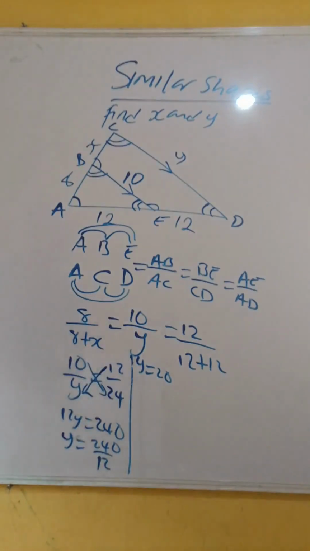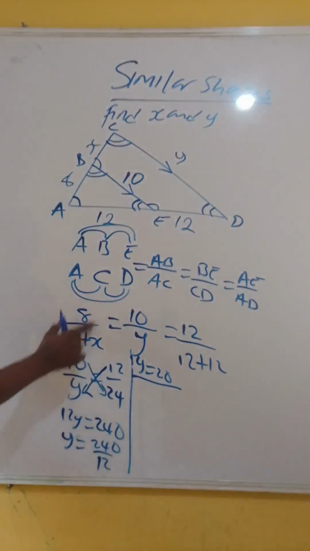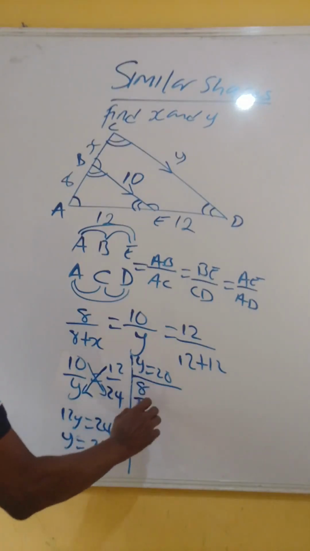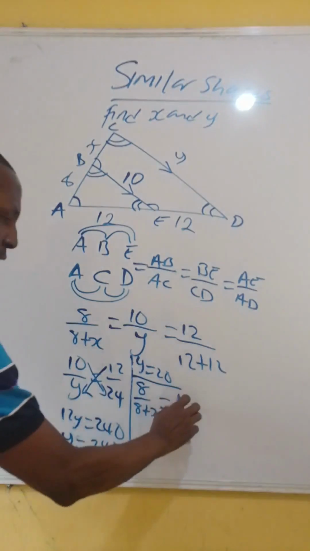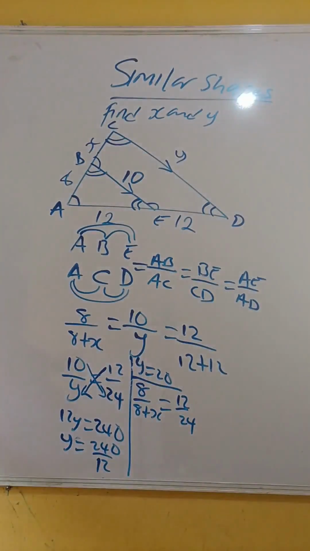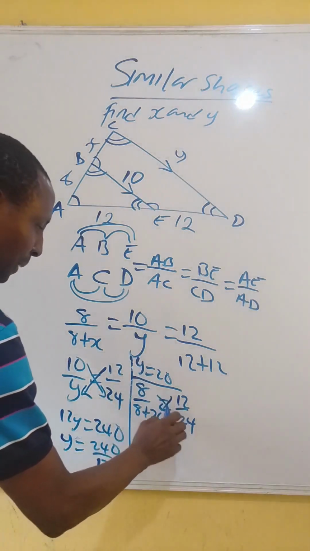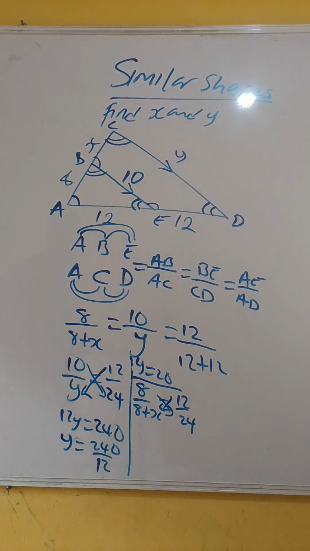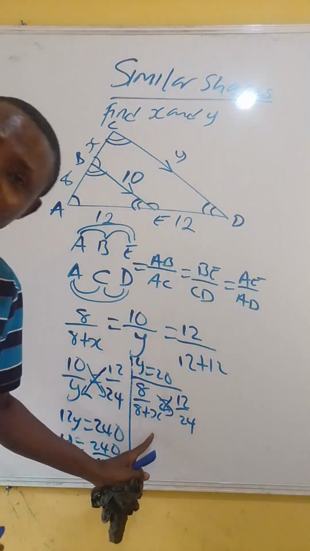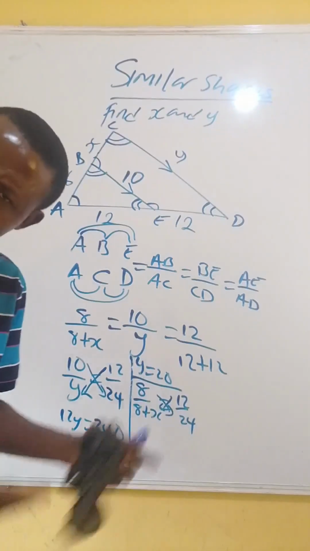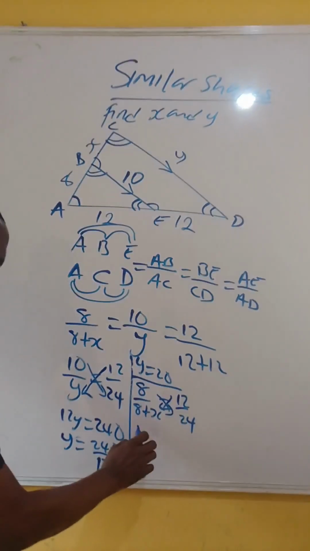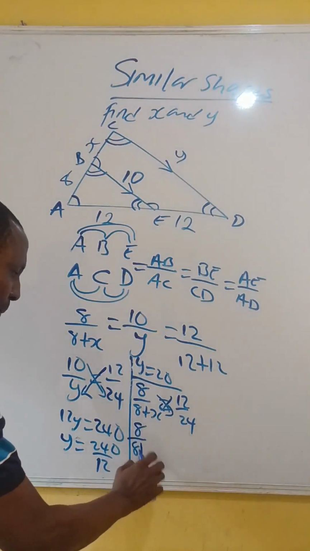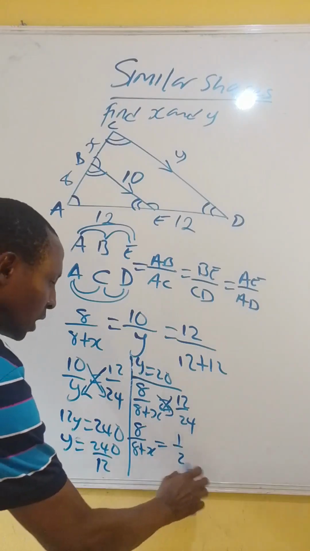Now, having gotten this, let me take this one too: 8 over 8 plus x, equate it to the same thing, 12 over 24. So what do we do? Cross multiply. But before you cross multiply, since this is an expression, we can reduce this further. 12 over 24 is 1 over 2, isn't it? So you can write 8 over 8 plus x equals 1 over 2.